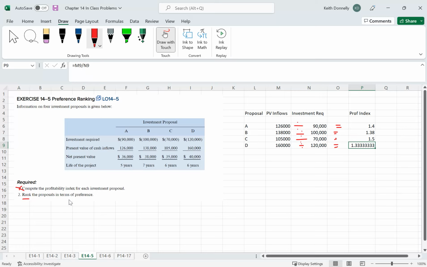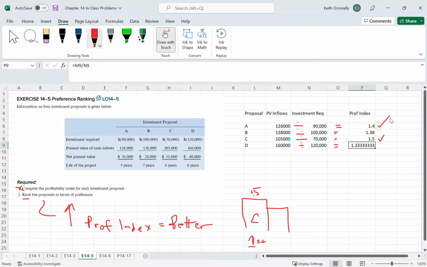The idea with this, when you rank, is that the higher the profitability index, the better. It's kind of like at the end of Mario Kart when you win the race, the person on the highest pedestal in the middle is racer number one. So the highest one here is the 1.5. That's number one, investment C. They come in first place. That's the best. Second place is going to be this 1.4, that's going to be A.